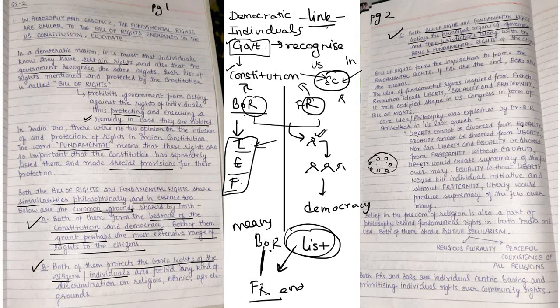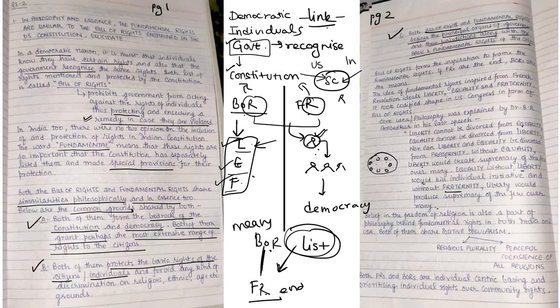Equality without liberty would kill individual initiative. If there is equality but no liberty, then how can you be free to act on your ideas? And without fraternity, liberty will also produce supremacy of the few over the many. If there is no brotherhood and only liberty is given, that also will not work. To make sure that individual rights are protected, even from the government, you need to make sure that liberty, equality and fraternity exist in a democracy.